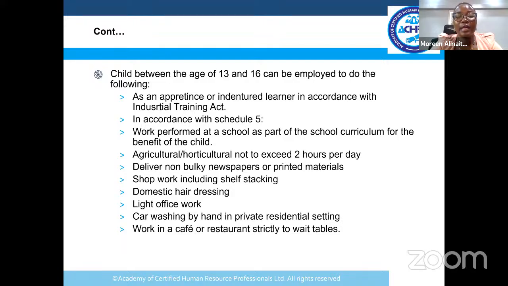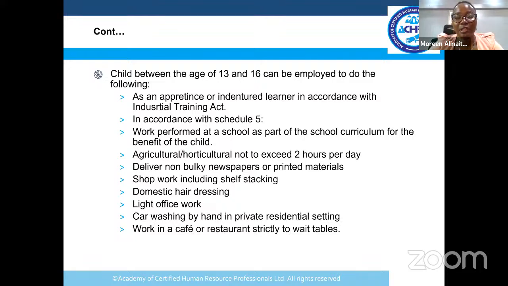As they can do the following, they can work as an apprentice or indentured learner in accordance with the Industrial Training Act, or in accordance with Schedule 5 of the rules. Work performed at a school as part of a school curriculum for the benefit of the child. For example, in some schools, they engage the children in baking, and then after the baking, they allow the children to sell the cakes or the cookies that they baked to the community or to their parents, so that they can encourage the aspect of trade in the children.